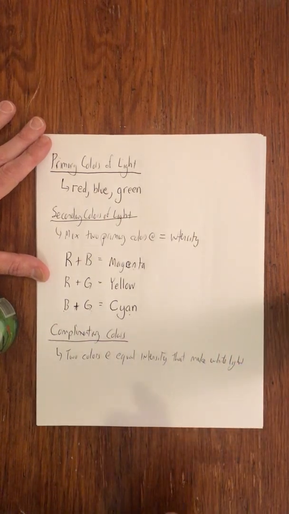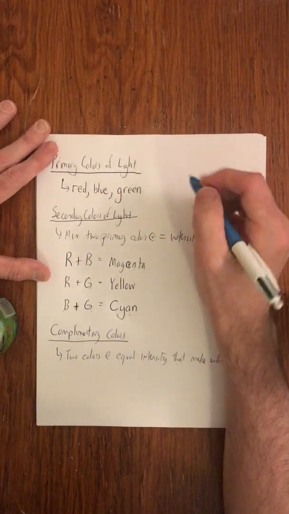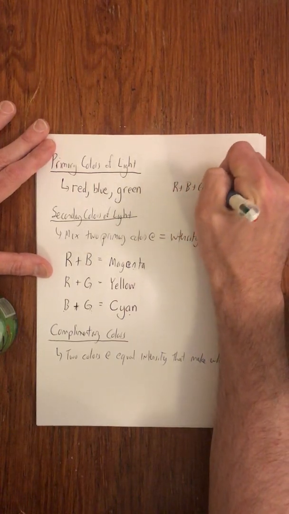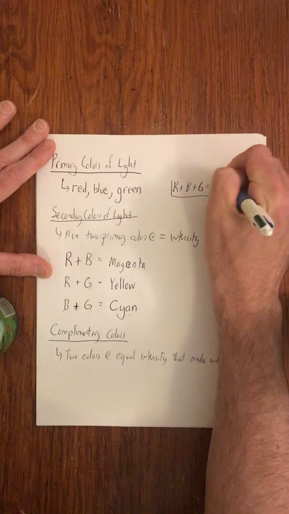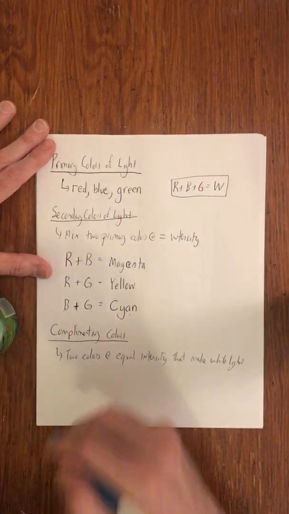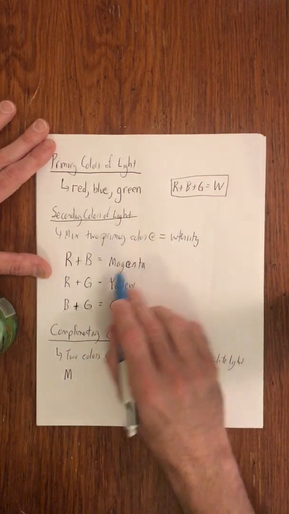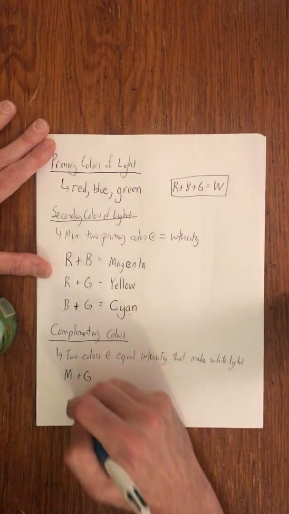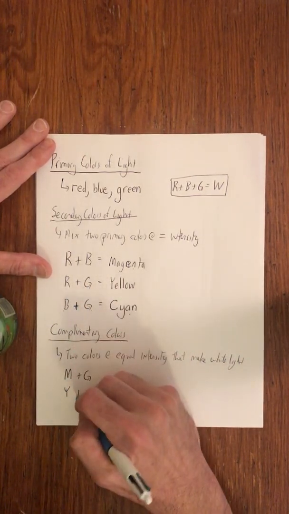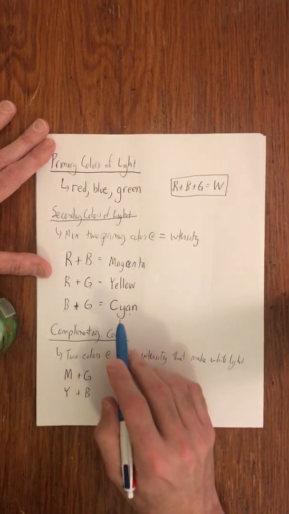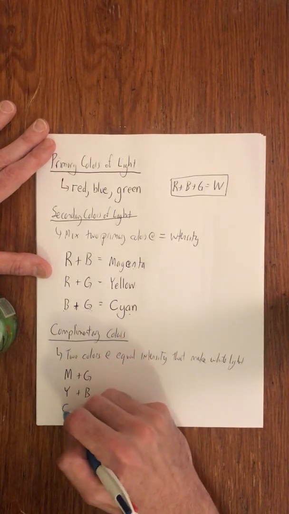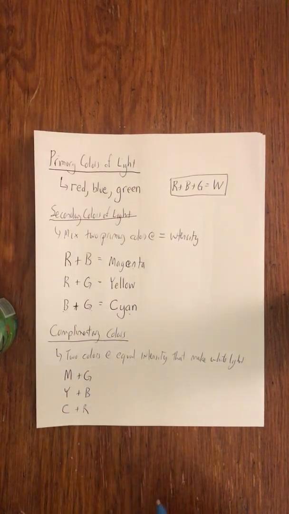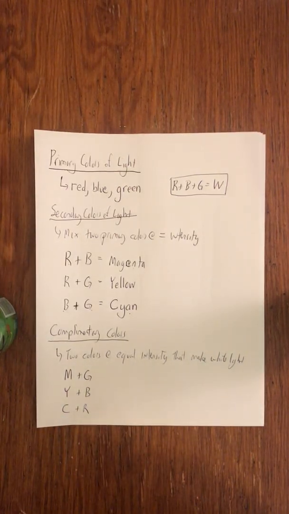And so if we're going to say that red plus blue plus green equals white light, the complementary colors then are magenta, which is red and blue, plus green. Yellow, which is red and green, plus blue. Cyan, which is blue and green, plus red. And those are your complementary colors. When you add them together or you have equal intensities of them, you do get white light.